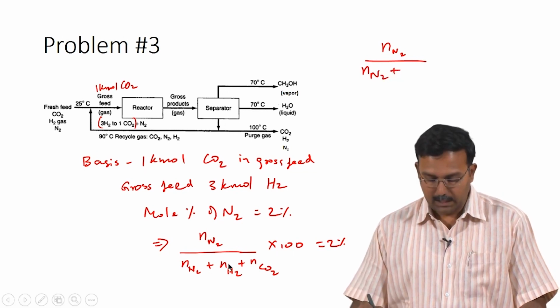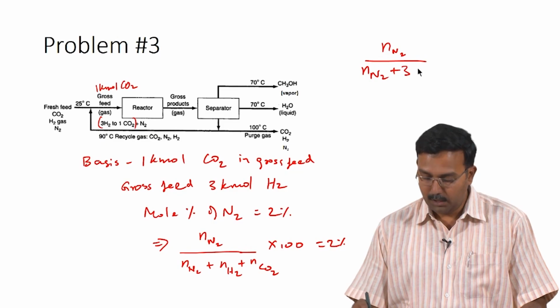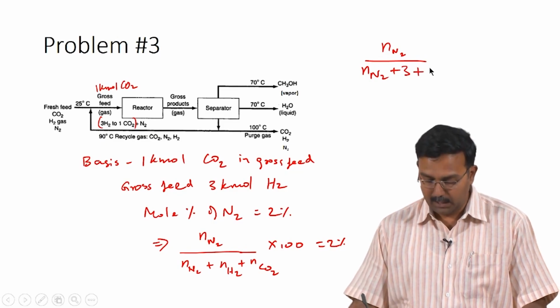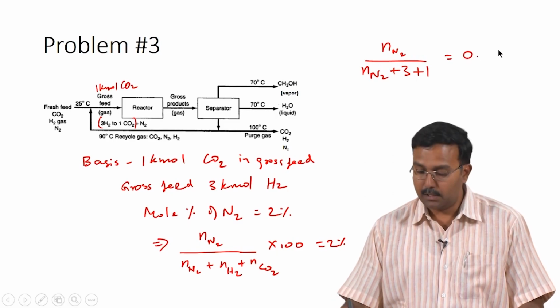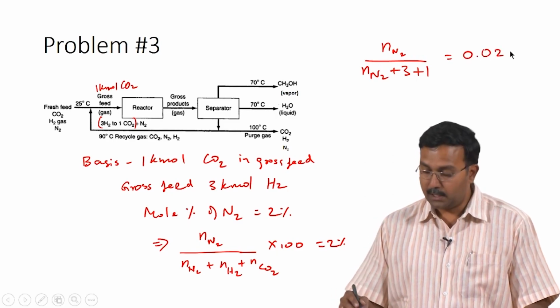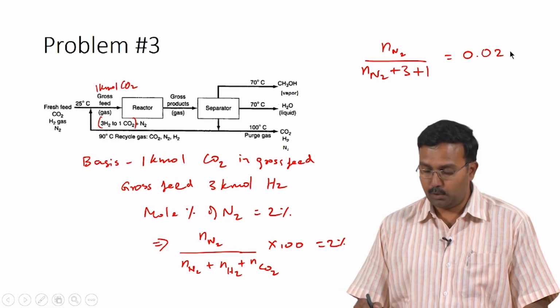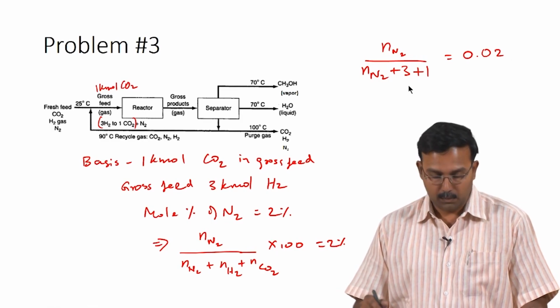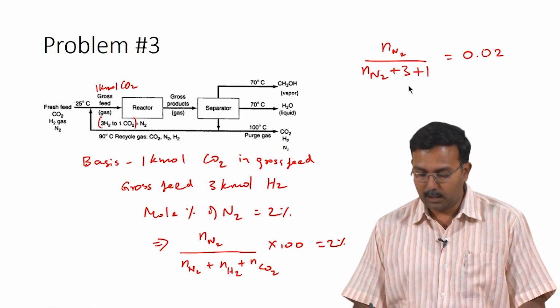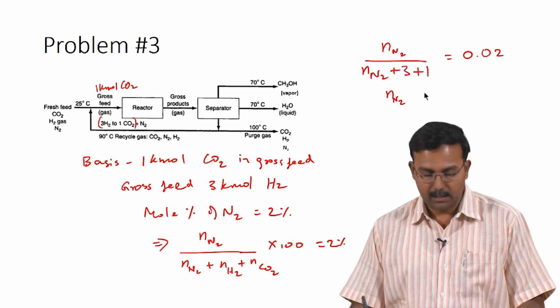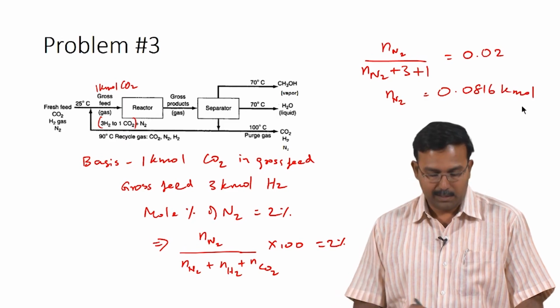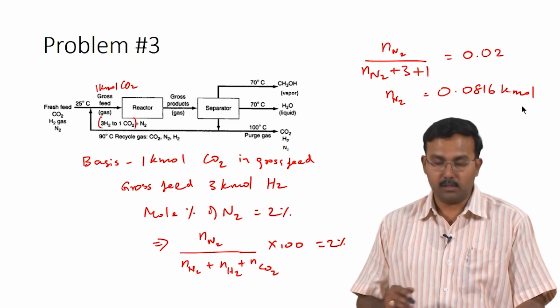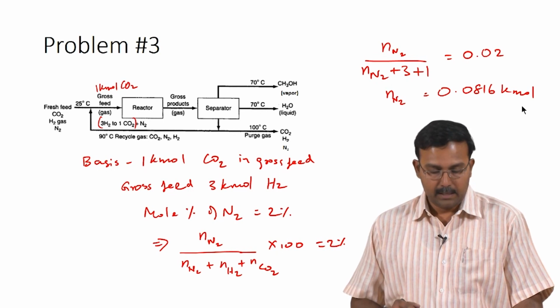We know that hydrogen is 3 kilomoles and carbon dioxide is coming in at 1 kilomole, and the concentration, the mole percentage is 2%. So, the mole fraction is 0.02. So, using this we can actually calculate the value for the number of moles of nitrogen, and the value we would get would be 0.0816 kilomoles. So, we have 0.0816 kilomoles of nitrogen coming in.